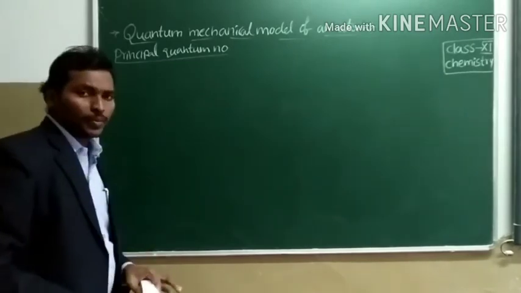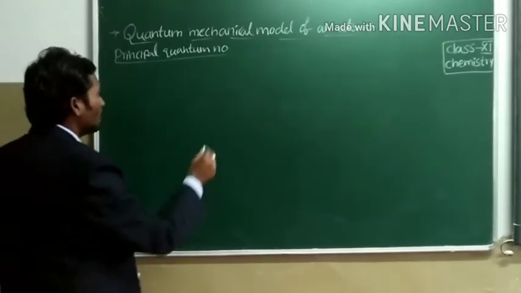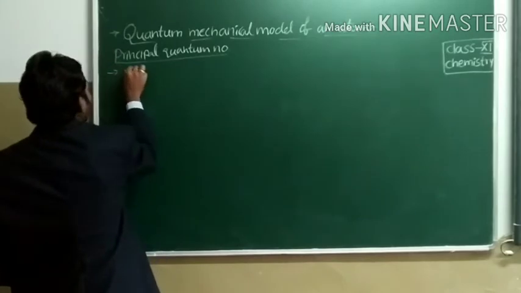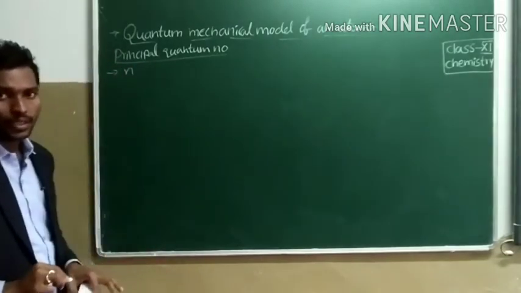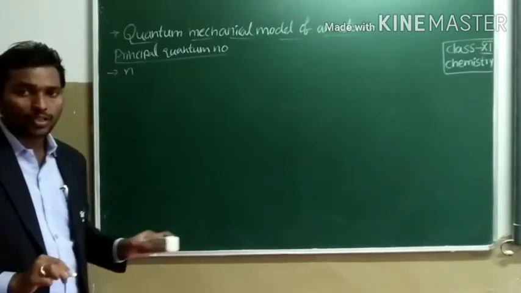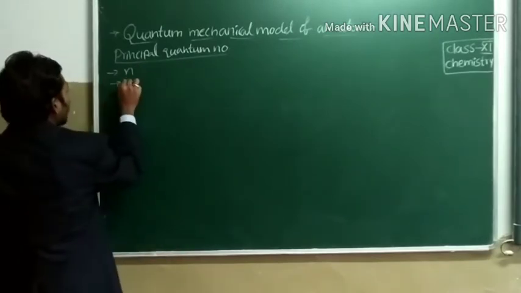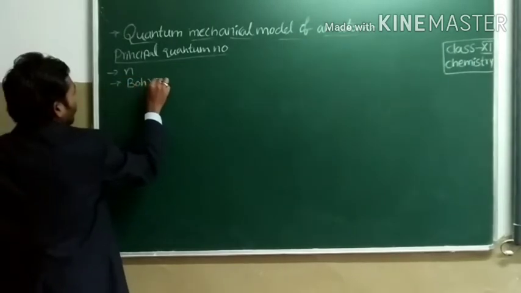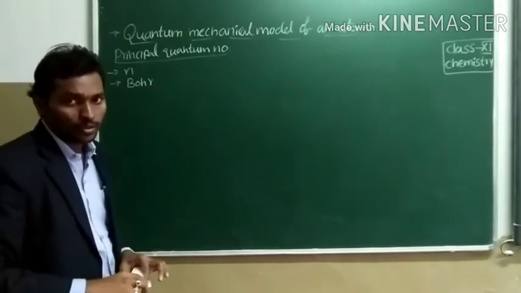What is the notation of principal quantum number? Principal quantum number is denoted by small n. Who described principal quantum number? Principal quantum number was discovered by Niels Bohr.